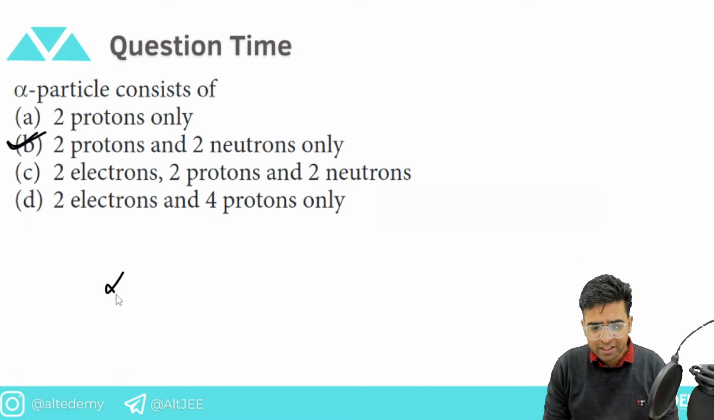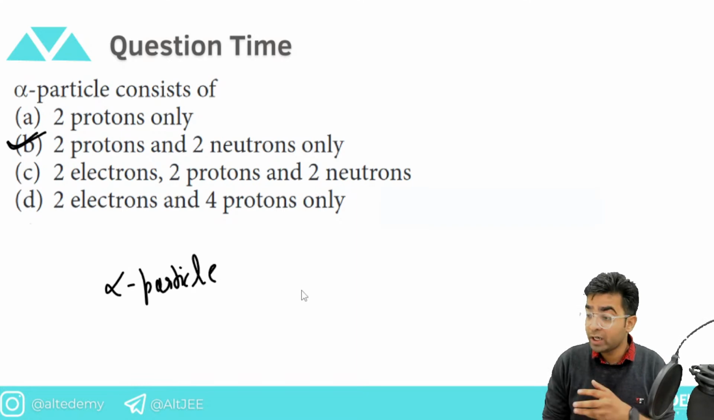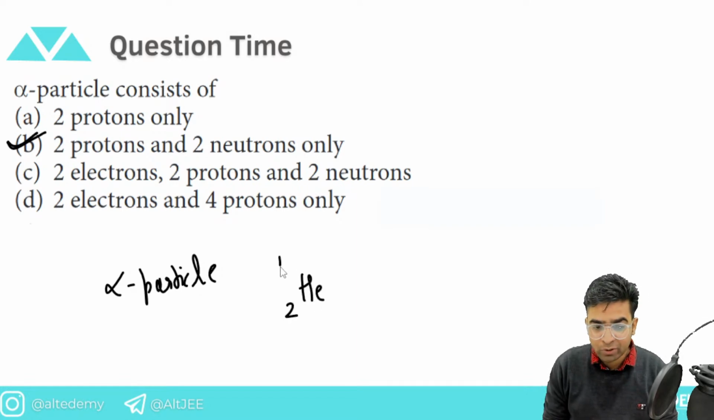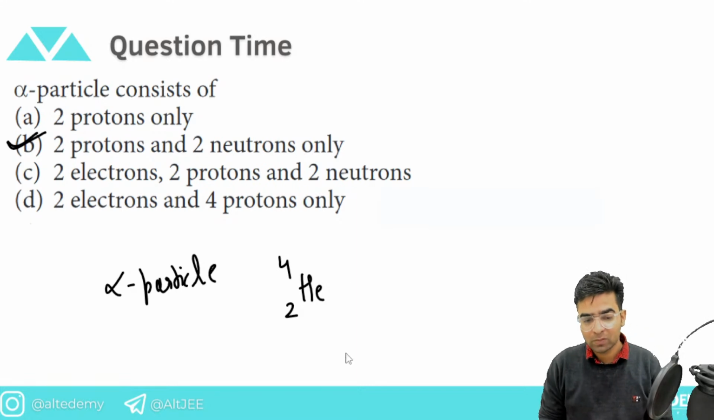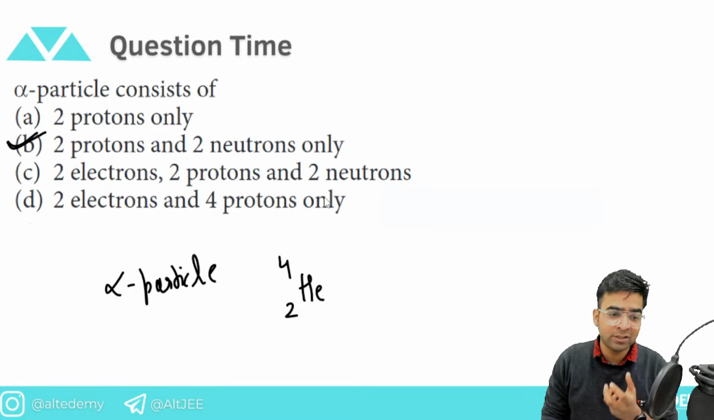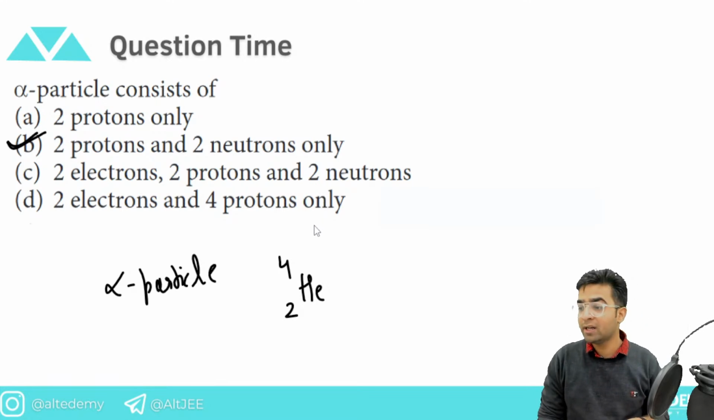In an alpha particle there is no electron. There is only helium, which has two protons and two neutrons. And what is the charge? The charge is 2 plus, it has 2 positive charge. So it has no electrons.